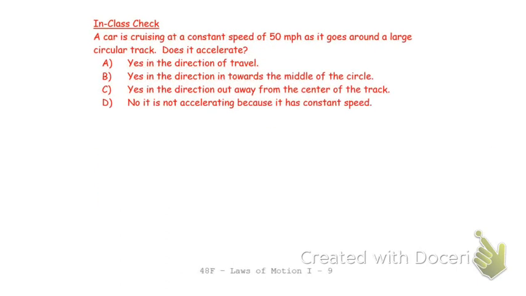A car is cruising at a constant speed of 50 miles per hour as it goes around a large circular track. Cruising, of course, means constant speed. Does it accelerate? The choices are: yes, in the direction of travel; yes, in the direction towards the center of the track; yes, away from the center of the track; and no, it is not accelerating. So again, decide for yourself.